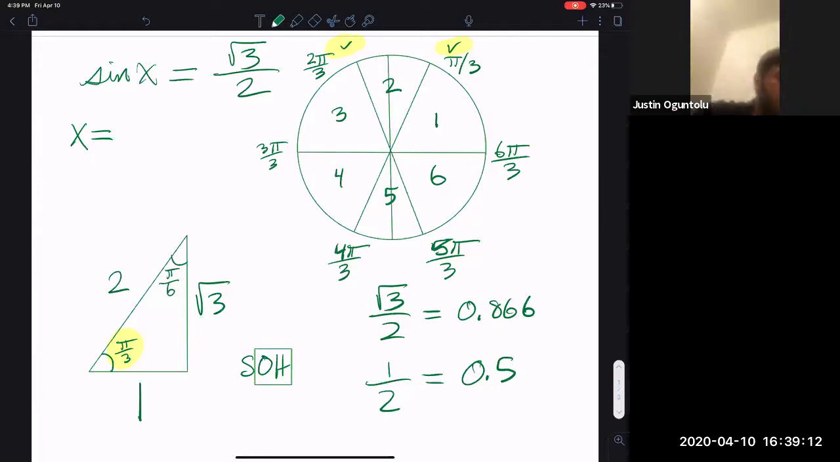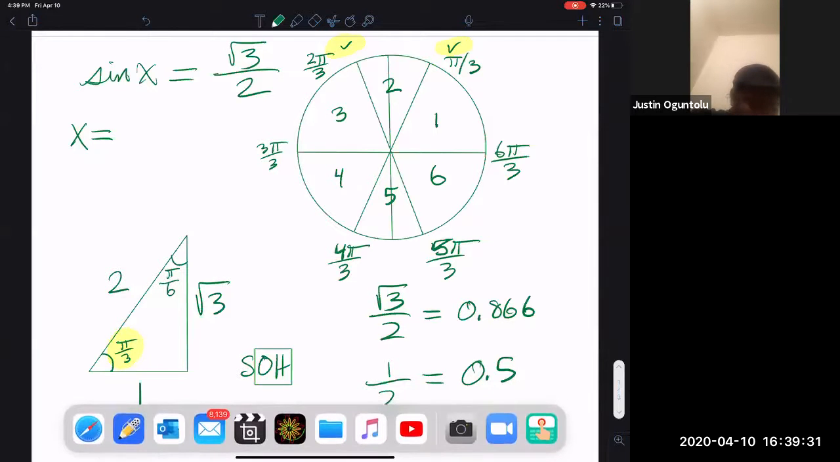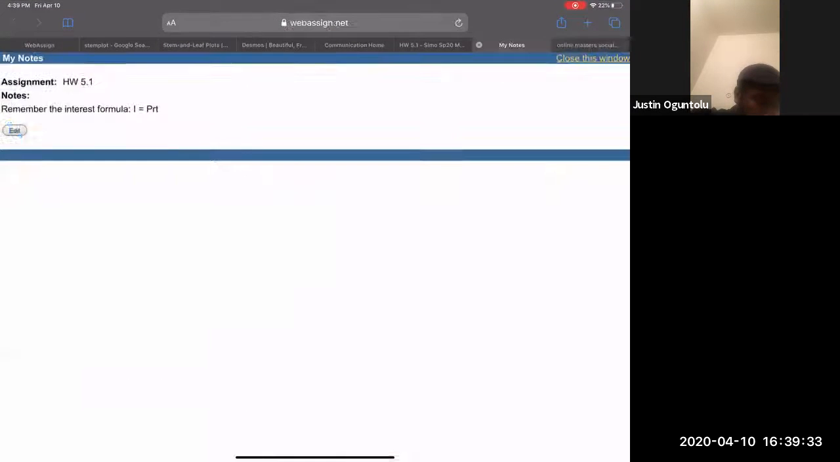Oh wait, you know what? Let me just try this. Let me see if this works. Sine. Where's the sine at? Sine of root 3.